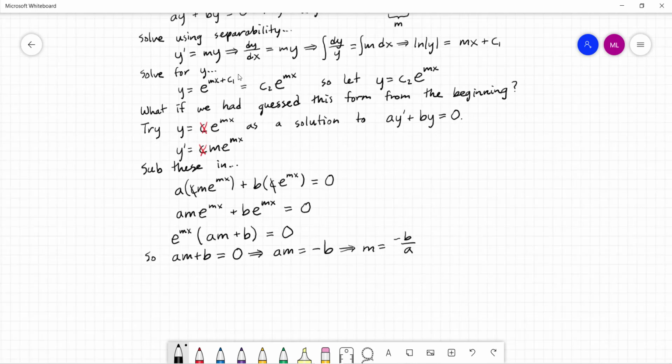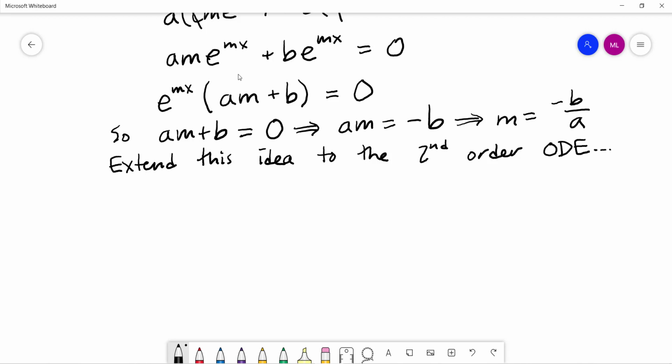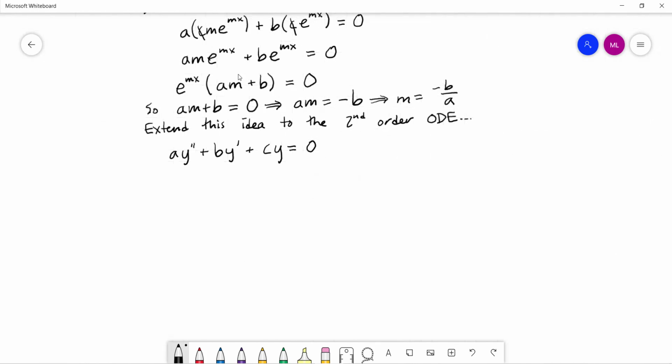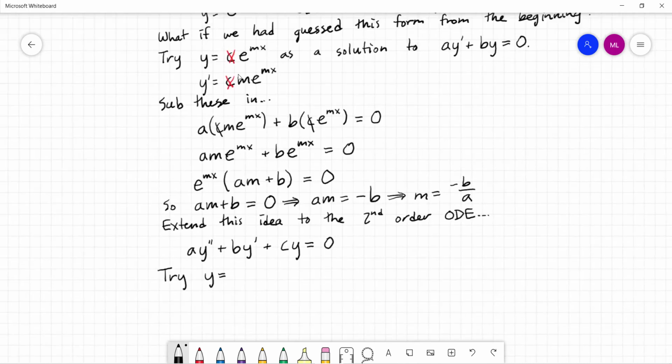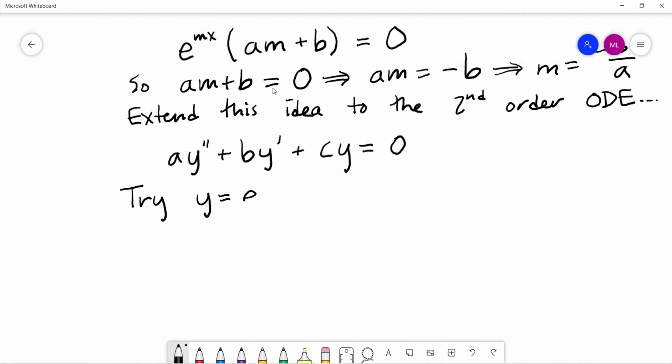So let's extend this idea to a second order differential equation. Let's just try plugging in the same type of guess. So, for example, we've got our original equation, which looked like a y double prime plus b y prime plus c y equals 0. And what I'm suggesting is, remember I said we don't need this constant out in front, it winds up canceling out, so let's just try y equals e to the mx as our solution.